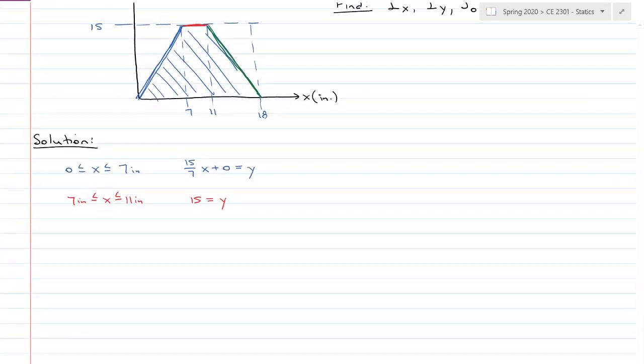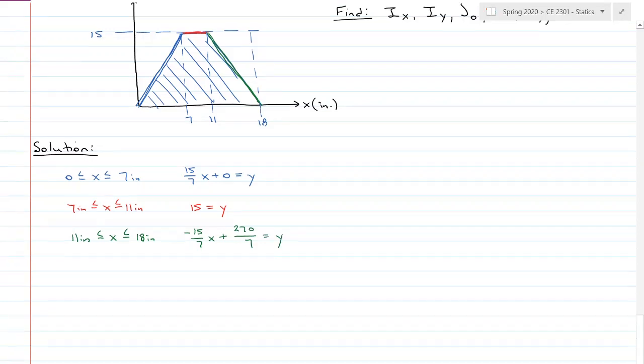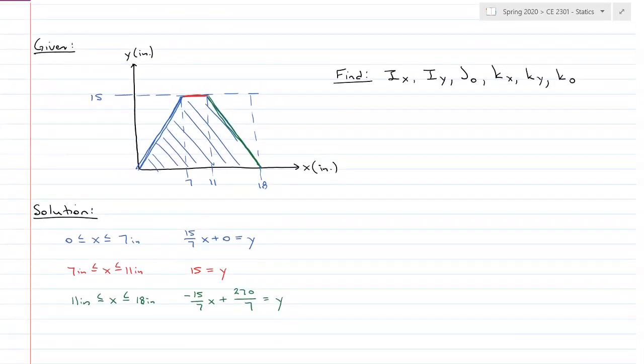And then my last one goes from 11 inches less than or equal to x less than or equal to 18 inches. And it is going to be negative 15 over 7 x. And its y-intercept, if we take it all the way up there, is 270 over 7. And it's equal to y. Okay, remember that's going to be if we take this all the way back up here. Okay, that's where it's going to cross.